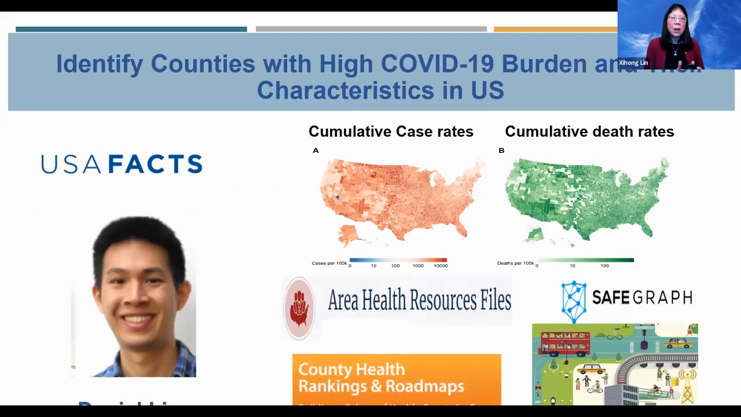And also we looked at which counties have high COVID burdens and their characteristics in the US. So what we did was we correlated the county level case rate and the death rate with the census data, including the healthcare resource files, and also the mobility data. This work is led by my student Daniel Lee.